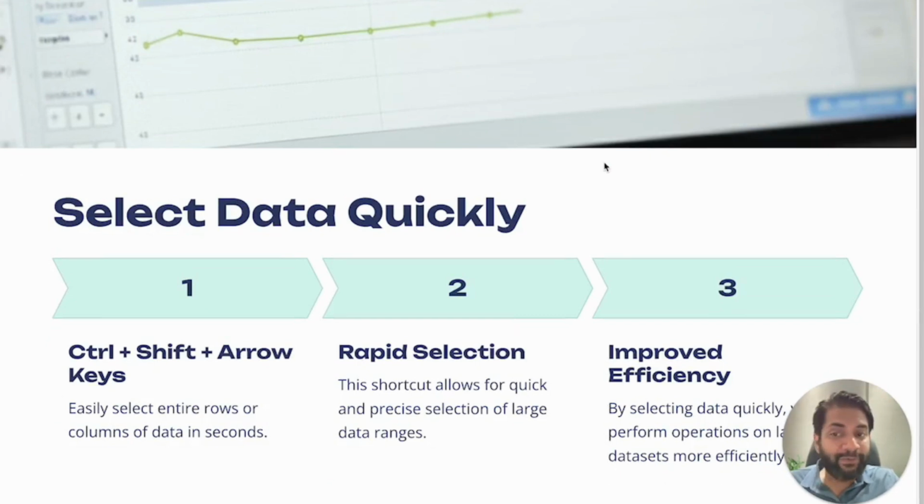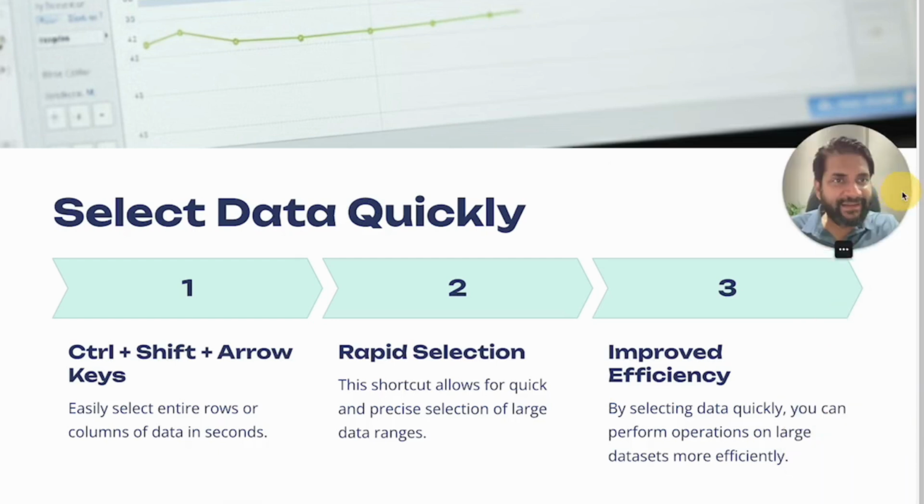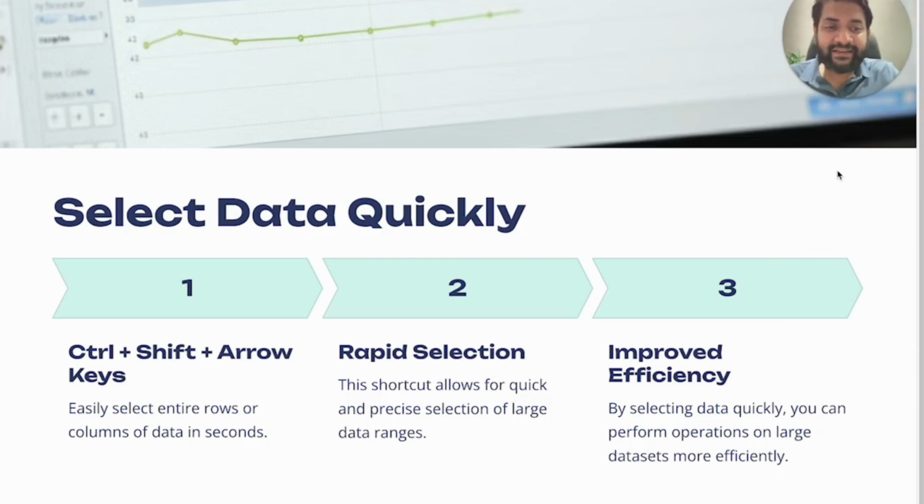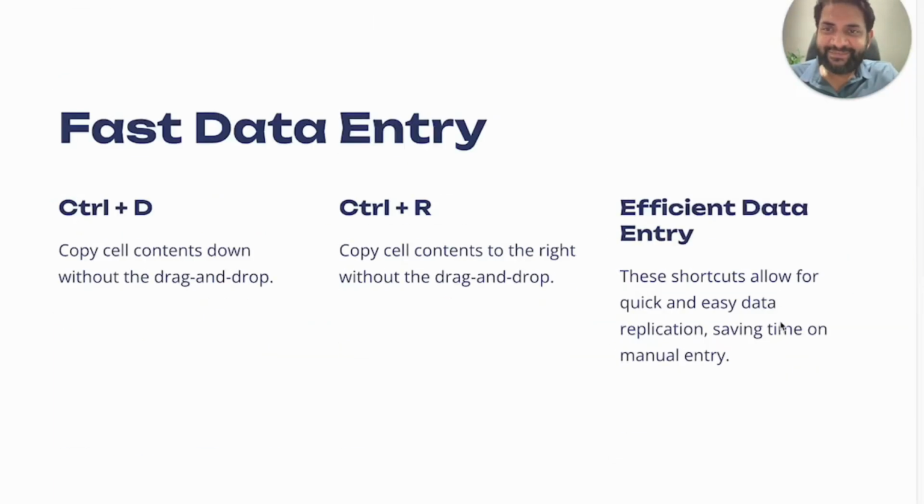The other one is Control plus Shift plus arrow keys. Now that helps you select data quickly and easily, selecting entire rows or columns of data in seconds. This shortcut allows for quick and precise selection of large data ranges, and by selecting data quickly, you can perform operations on large data sets much more efficiently.